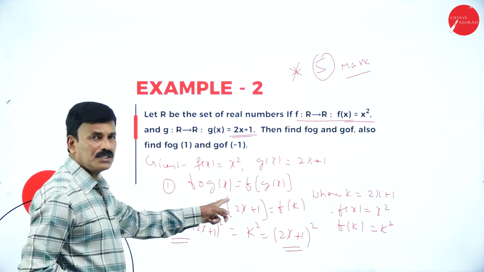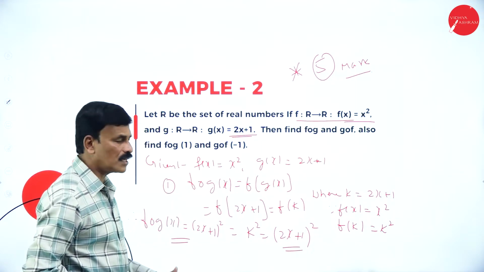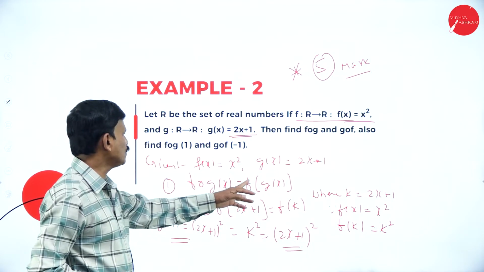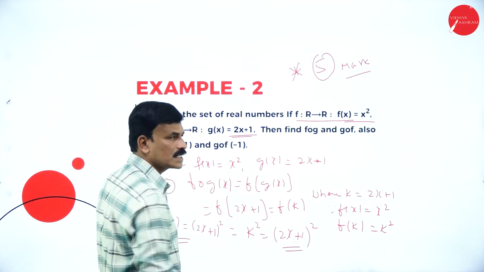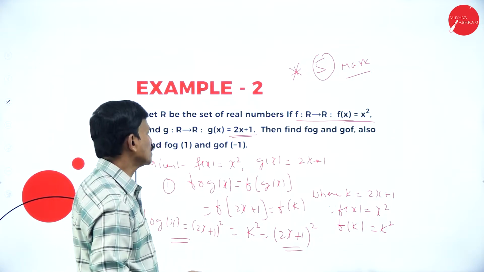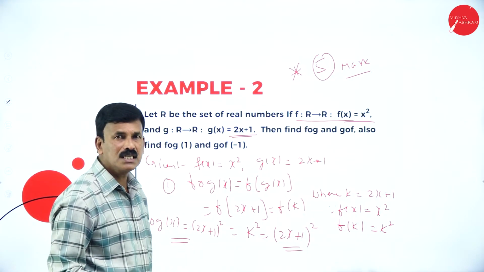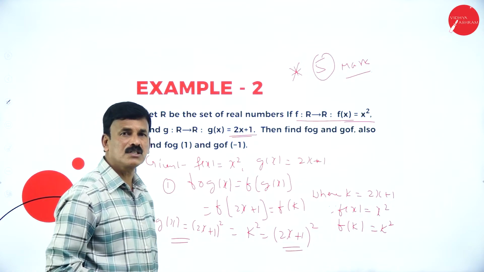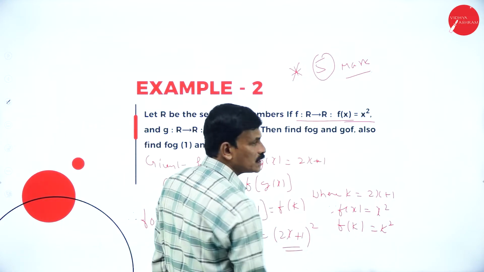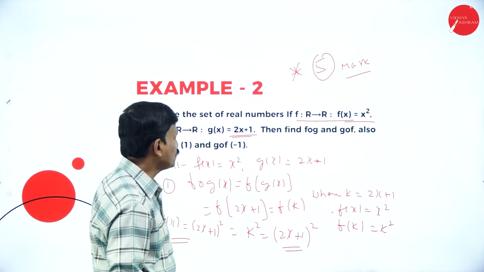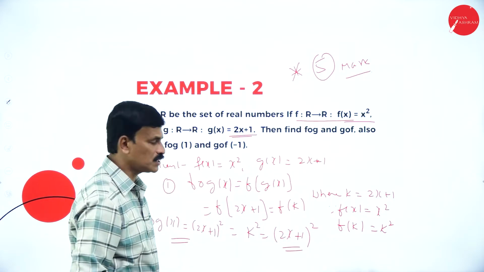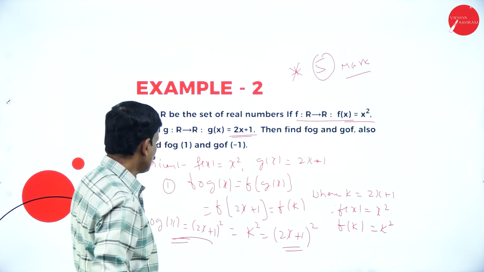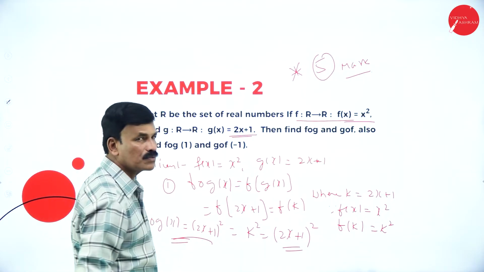Since f naught g of x is equal to f of g of x, according to the definition, f of g of x is equal to 2x plus 1. Let us consider this quantity as k, where k is equal to 2x plus 1. Since f of x is given, what is f of x? f of x is equal to x square. So just replace x by k, then it becomes f of k. f of k is equal to k square. Substitute k is equal to 2x plus 1 whole square. Therefore, f naught g of x is equal to (2x plus 1) whole square.